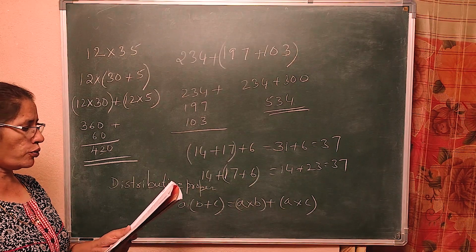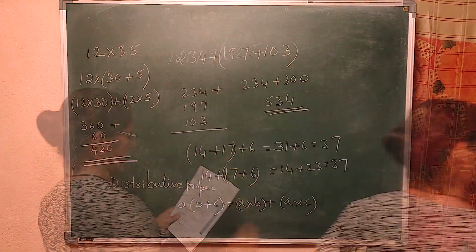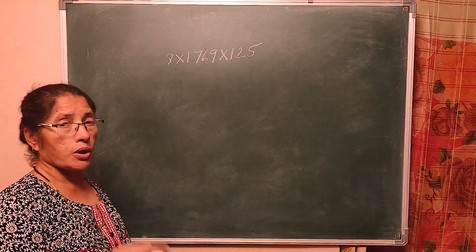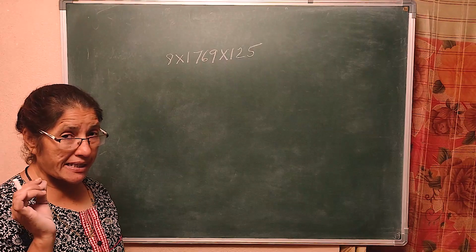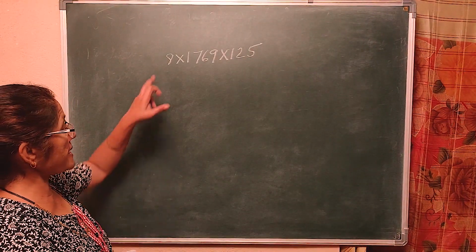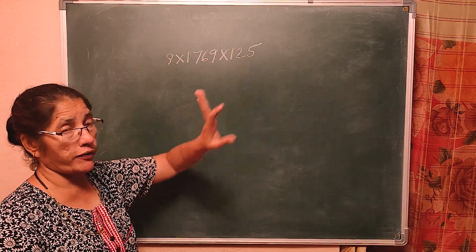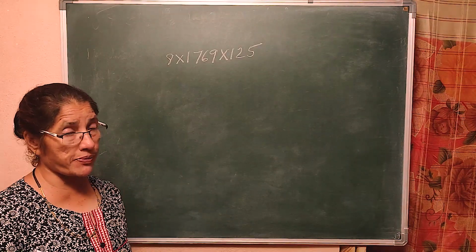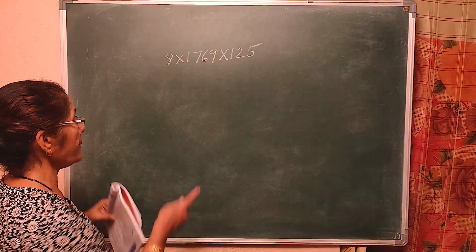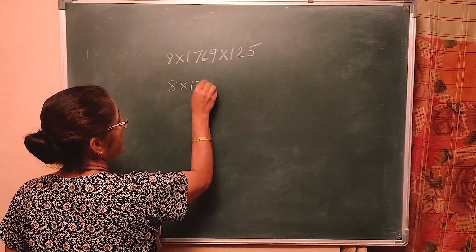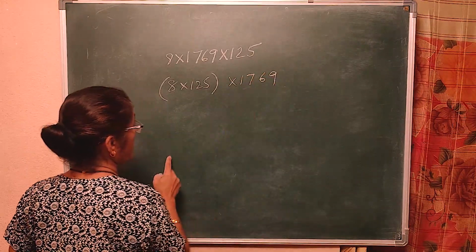Find 8 into 1769 into 125. As soon as I see this, I may wonder why they have given 3 numbers. But it is very simple. Look at these numbers clearly. 8 into 1769 into 125. You can multiply any 2 numbers first and then multiply with the third number. See, suppose I multiply 8 into 125 and then I multiply with 1769, it will be easier.